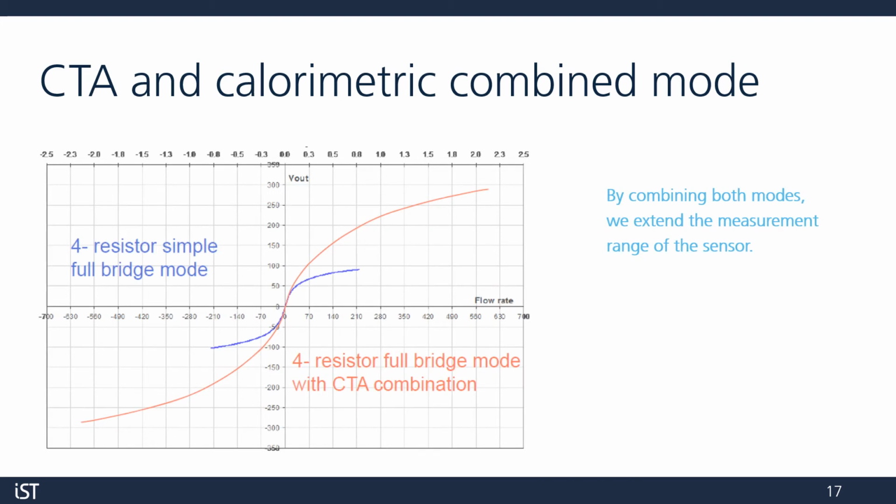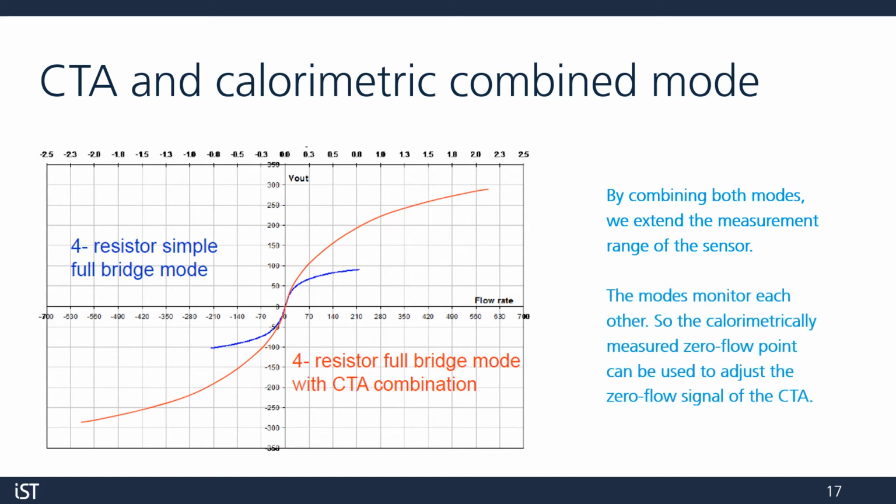By combining CTA and calorimetric mode, we extend the flow measurement range of our sensor. The modes monitor each other, so the calorimetrically measured zero flow point can be used to adjust the zero flow signal of the CTA.